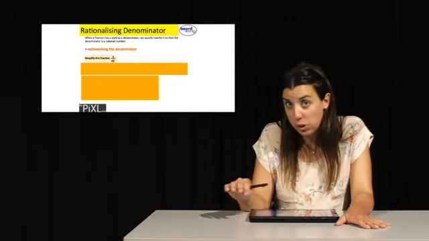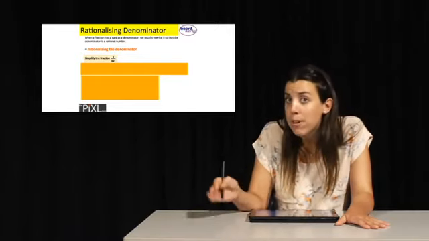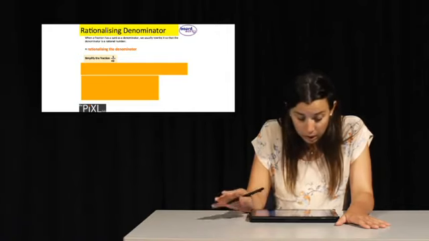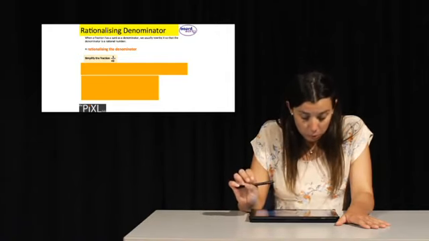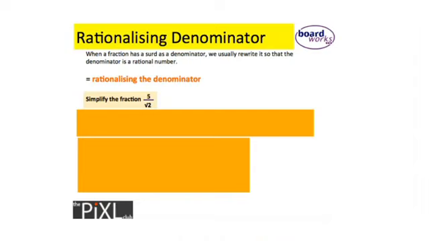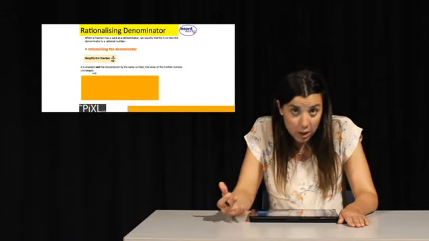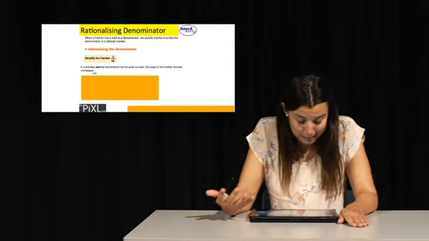So that's the number at the bottom. If it has a surd in, we try and rewrite it so that the number at the bottom is no longer a surd. We're going to use this example to demonstrate the process. 5 divided by root 2. So at the moment, the denominator, that's root 2, is not rational, it's irrational, there's a surd there. So what we're going to do, we're going to multiply the numerator and the denominator by the same number. And the value of the fraction is going to remain exactly the same.